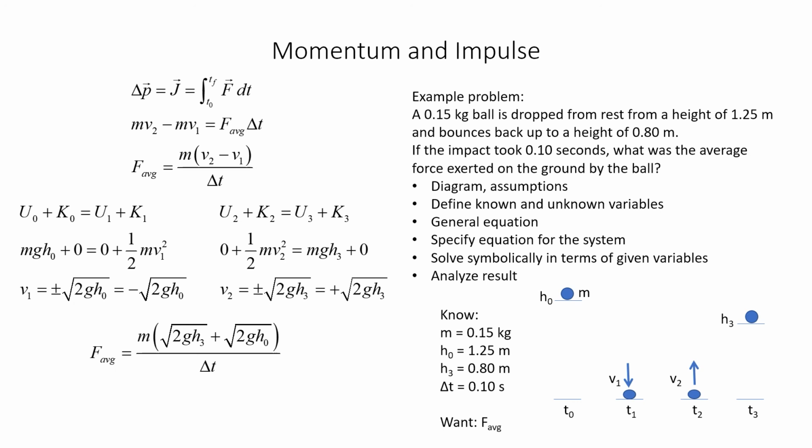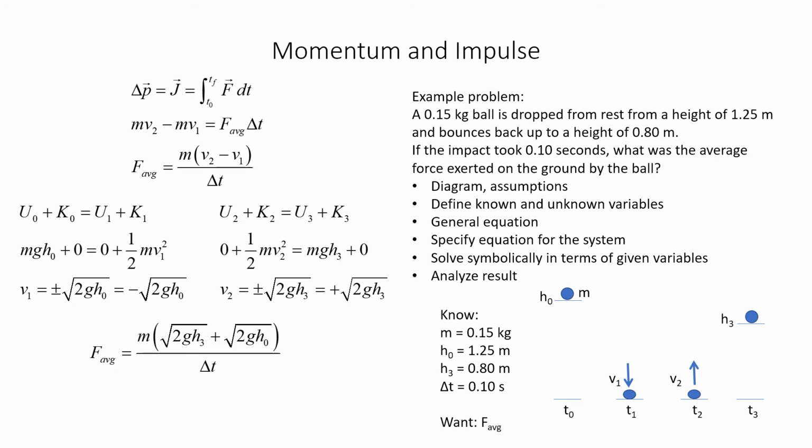Notice both heights also give a larger average force. So h3, that makes sense. The higher I lift it, the larger the force is going to be when it hits the ground. And also, the larger the height that it rebounds back up to, the larger the average force. That makes sense because then the ground is pushing on it harder as it's going back up.